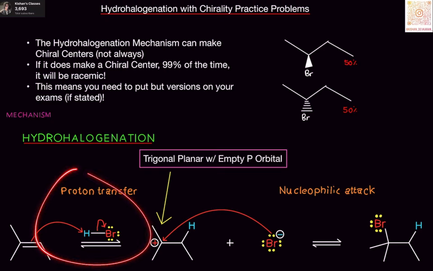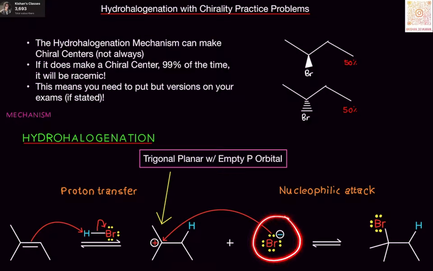After the proton transfer step, we are left with a carbocation. This carbocation is trigonal planar. It's basically flat. Since it is flat, when the nucleophile comes and attacks, it can either attack from the front side or the back side of this electrophile. And that is why you get a wedge and a dash. There's a 50-50 chance it'll happen to either. And that's why you put both on an exam. It's that simple. It's because of the geometry.